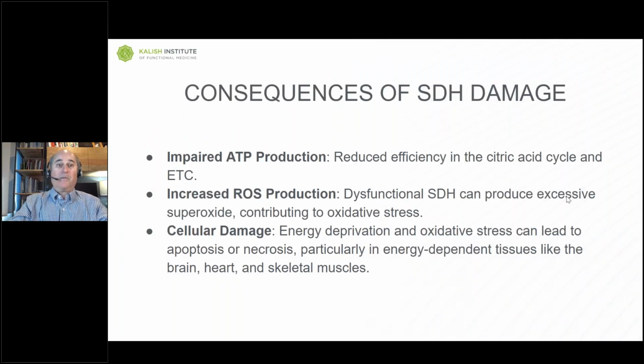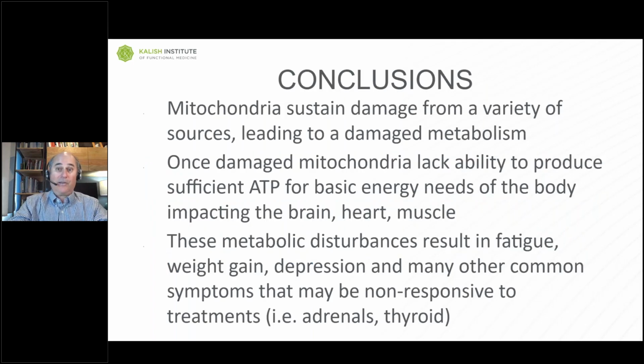Okay, so impaired ATP production, even more oxidative stress, cellular damage, all this happens when this enzyme is broken. And imagine this happening at scale throughout the body with all these different enzymes. I'm just showing you one of these. So the wrap up here is mitochondria sustain damage from a variety of sources. That's what's damaging our metabolism.